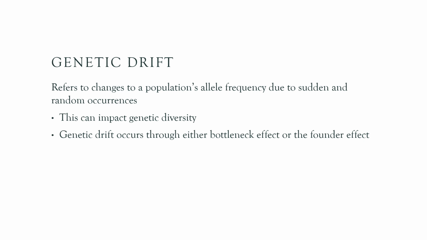So what is genetic drift? Genetic drift refers to changes in a population's allele frequency due to sudden and random occurrences. The most important thing to remember about genetic drift is that it is random. It is like random events, like weather events, things like that. So this can impact genetic diversity. Depending on how the allele frequencies have been changed, this can severely impact the diversity of that population. And there are two different ways that genetic drift can occur, which we'll go through now.